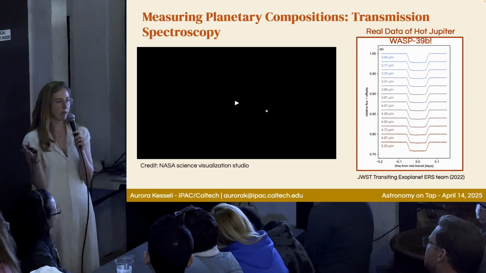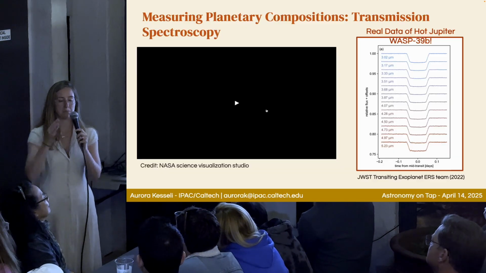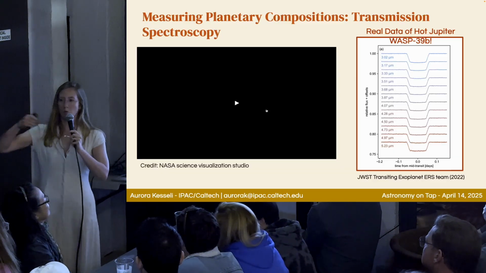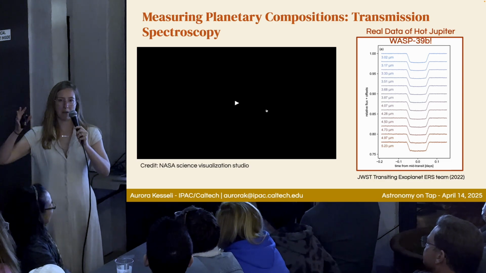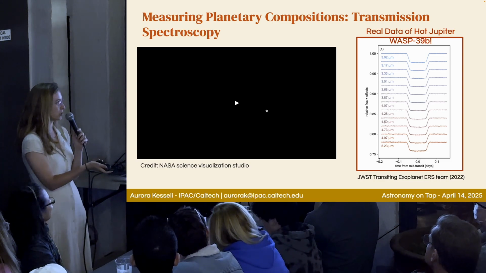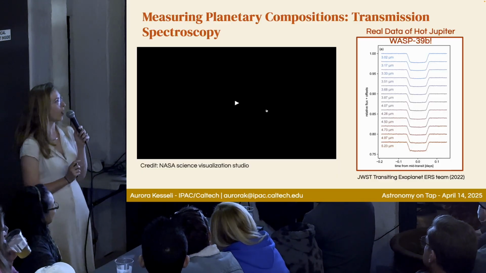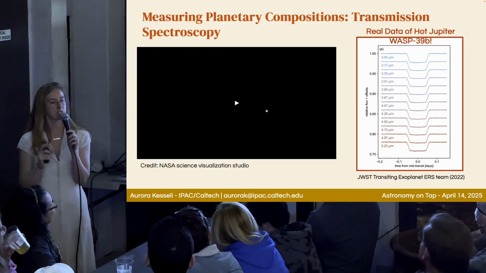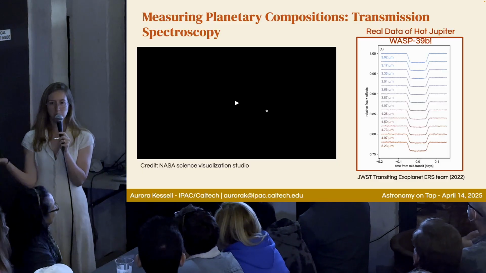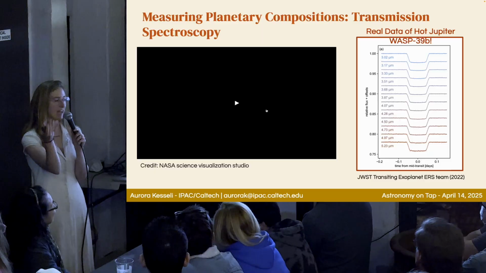And so any wavelength where something that's in the atmosphere of the planet absorbs, the planet is going to look larger because it absorbs all that light and makes the planet opaque out to larger distances. So we can actually do that, which is really, really cool. This is real data of a hot Jupiter, WASP-39b. This was the first paper published with James Webb Space Telescope data of an exoplanet.